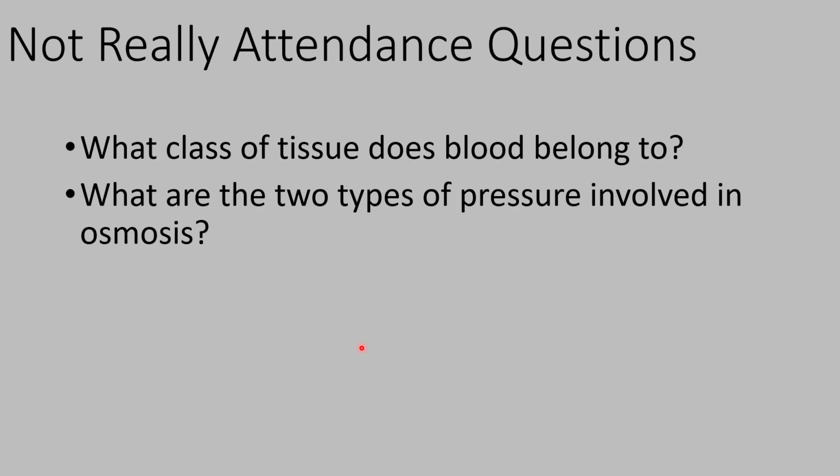Hopefully you've done that, and let's see what the correct answers are. What class of tissue does blood belong to? Think back to chapter 4 in Bio 137, or that big tissue lab. Blood is a connective tissue. And what are the two types of pressures involved in osmosis? There was hydrostatic pressure, the pressure of water or other liquid against the walls of its container, and osmotic pressure, the pressure of the solutes pulling water back towards themselves. Remember, solutes suck. So these two are both going to play a role in this chapter.